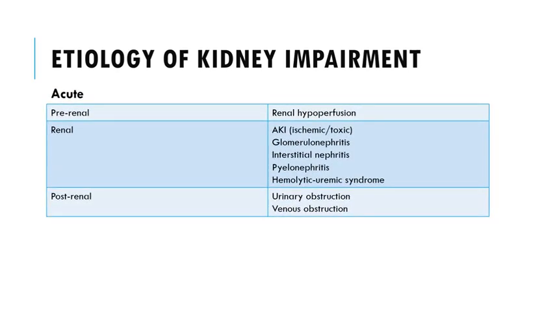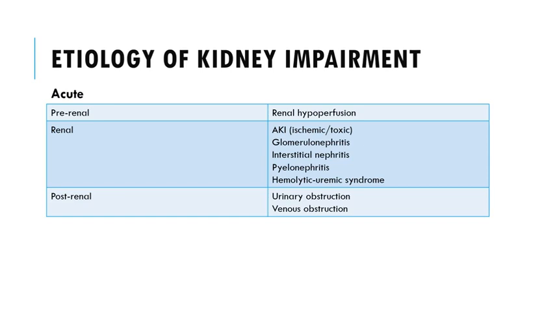When we look at the etiology of kidney impairment, we look at acute causes and chronic causes. So if we start with the acute causes, we divide it into three groups. The first is pre-renal, and this usually has to do with perfusion to the kidneys. So anything that will decrease the blood supply to the kidneys can lead to renal hypoperfusion.